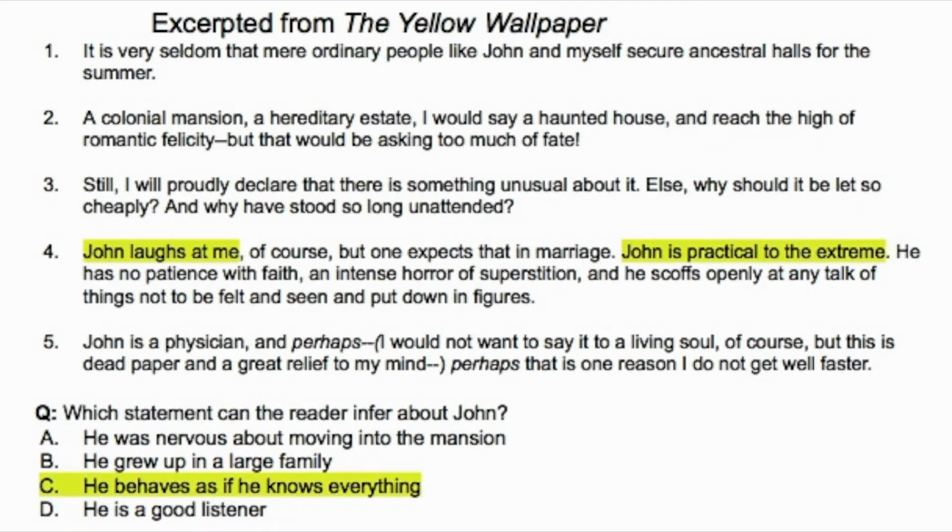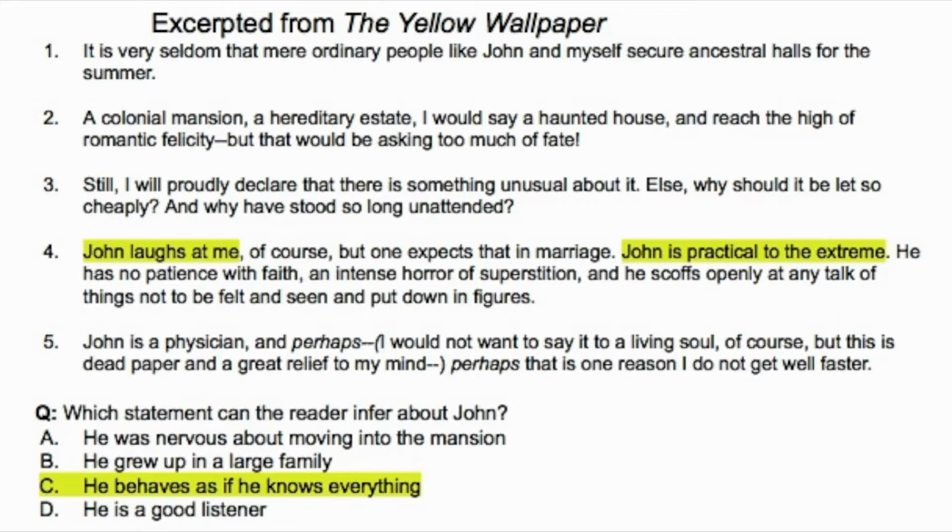Okay, so let's go over this. So the correct answer is C. He behaves as if he knows everything. Now here are some clues to that, right? So we're told, "John laughs at me, of course, but one expects that in marriage. John is practical to the extreme." And it goes on to say that he doesn't have any patience with having faith or any kind of superstitions, and anything that can't be felt and seen and put down in figures, all right? So the best answer to this question would be C. He behaves as if he knows everything, all right?